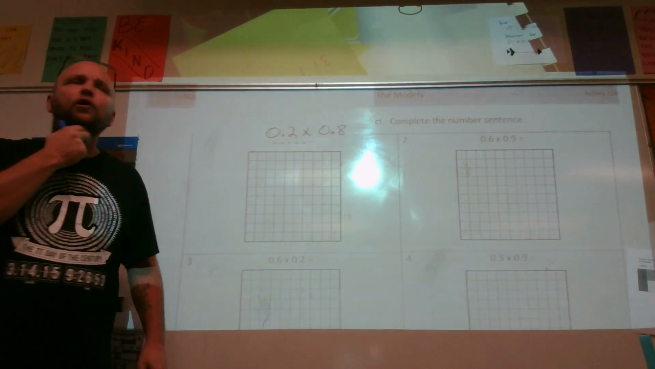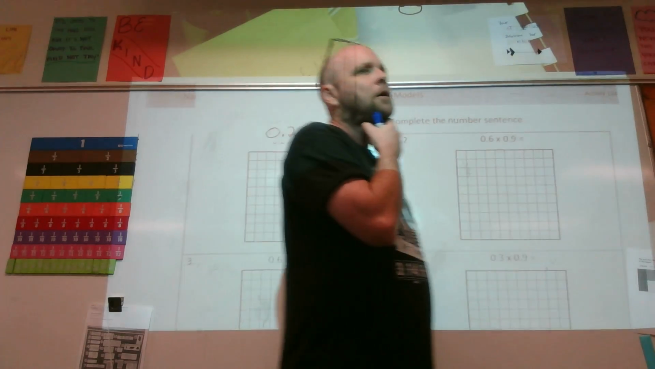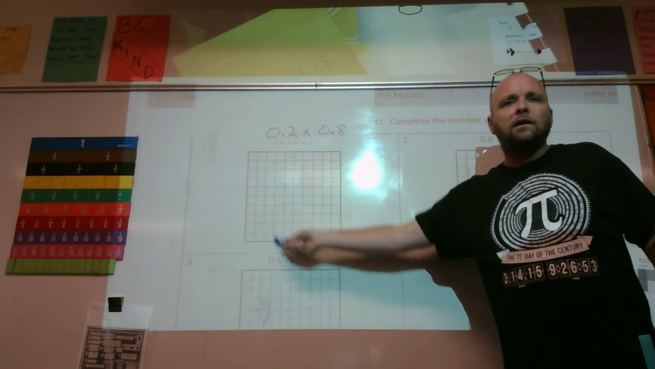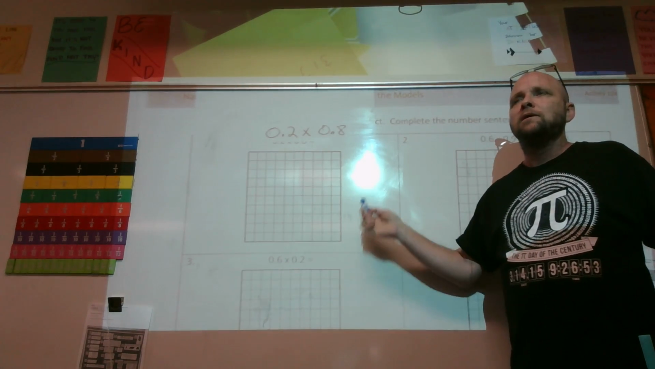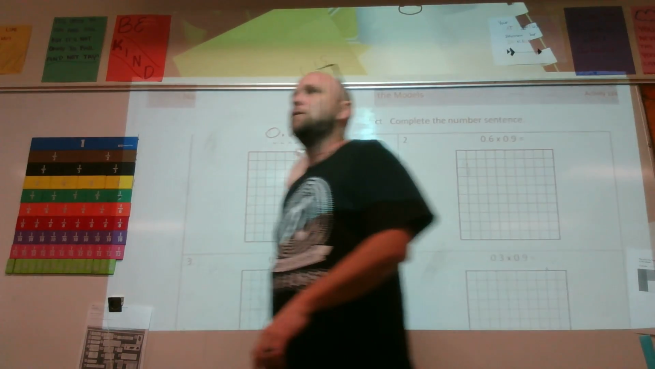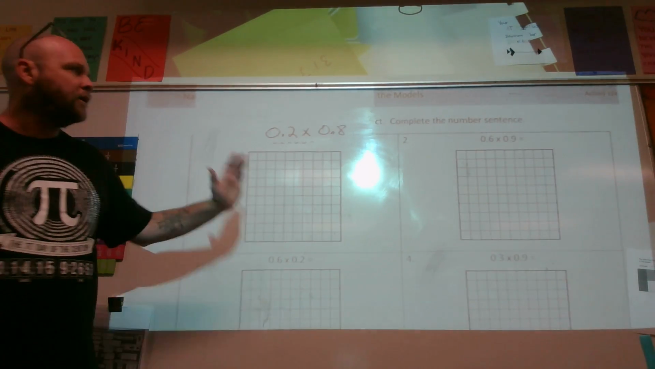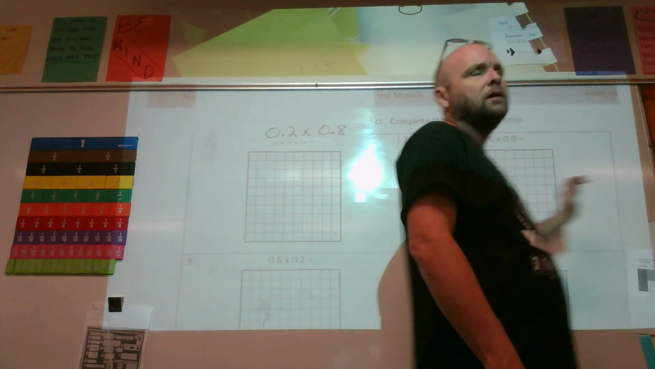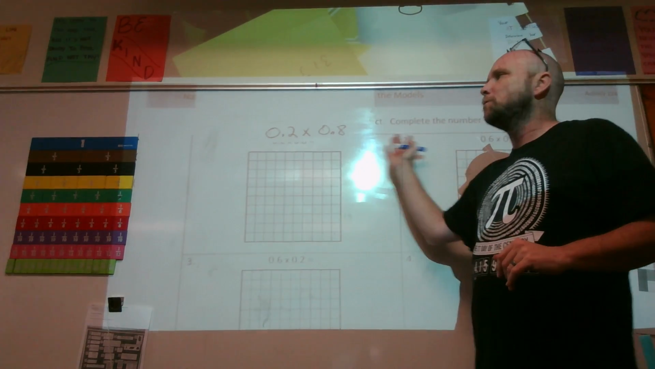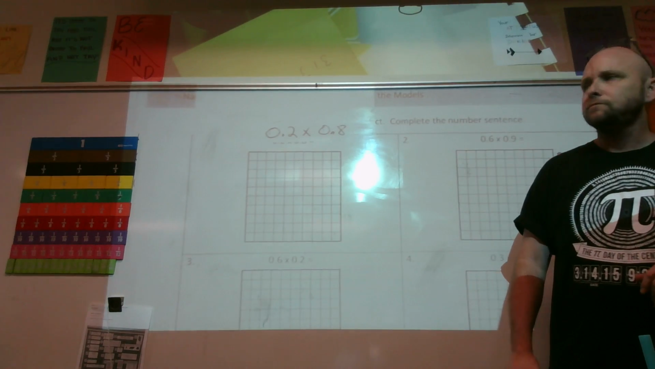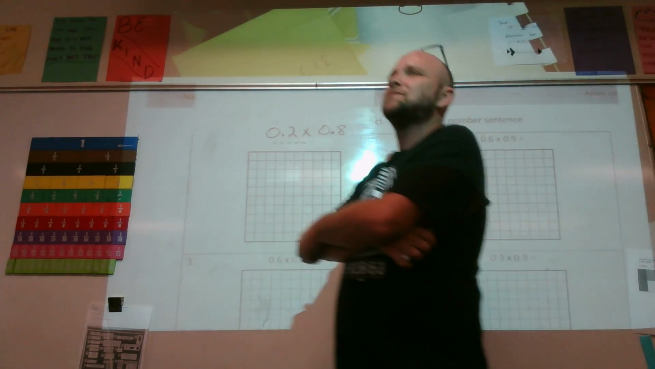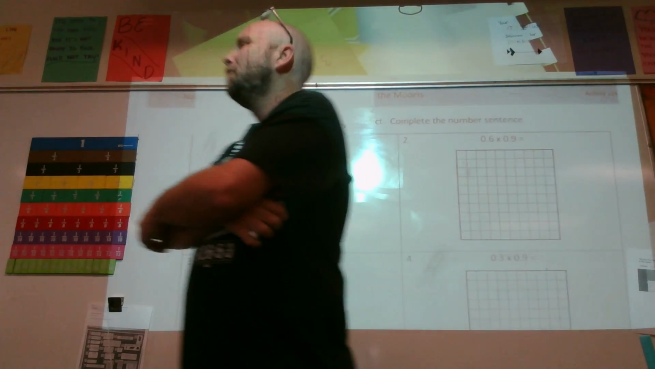Today, we're going to focus on multiplying decimals using a model. A model. Not that kind of model. Using a model of a hundreds chart. Now you all know how to multiply decimals, but when we multiply, you have to be able to recognize when you're multiplying using a model.